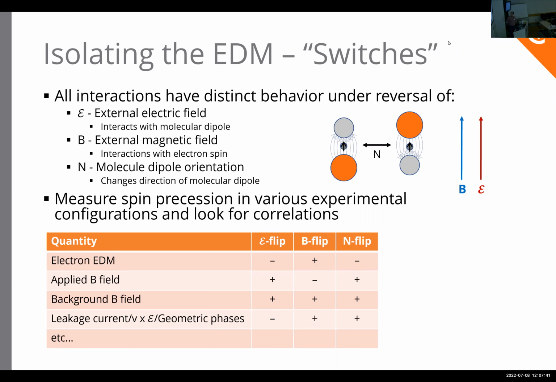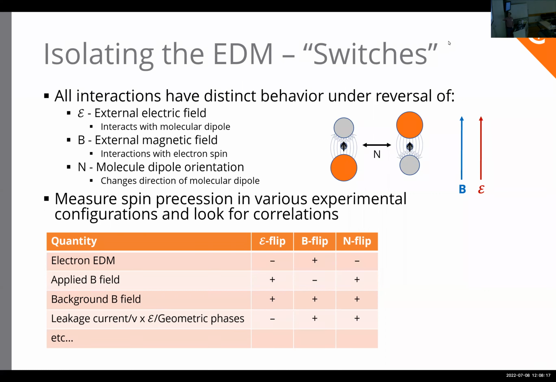Then you can start going to some dangerous systematics. Maybe the most famous one being leakage current. The way you make this electric field is you apply voltages to a capacitor plate. The resistance between these two plates is not infinity. It's really, really high, but it's not infinity. So there's some current that flows from one to the other. And when you flip the voltages, the direction of the current changes. So you get a magnetic field, which changes sign when you change your electric field direction.